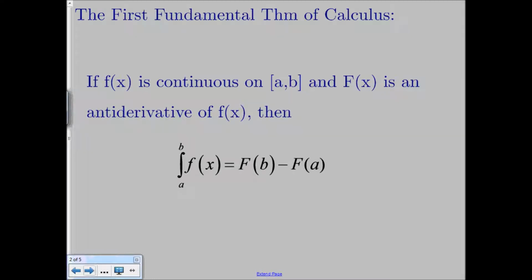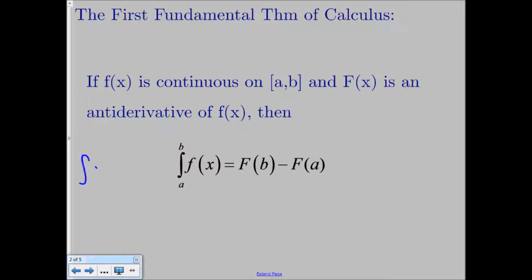So what the first fundamental theorem of calculus says is that if f of x is continuous on a to b, and big F of x is an antiderivative of little f of x, then to evaluate the definite integral from a to b of little f of x, we're just going to take the antiderivative of b and subtract the antiderivative of a. And so now you might be thinking, well, where did the constant of integration go?